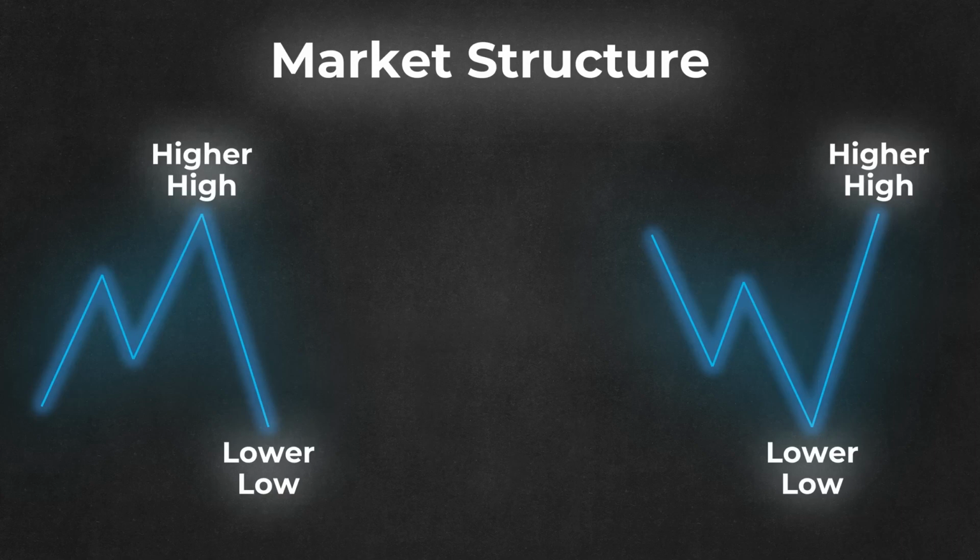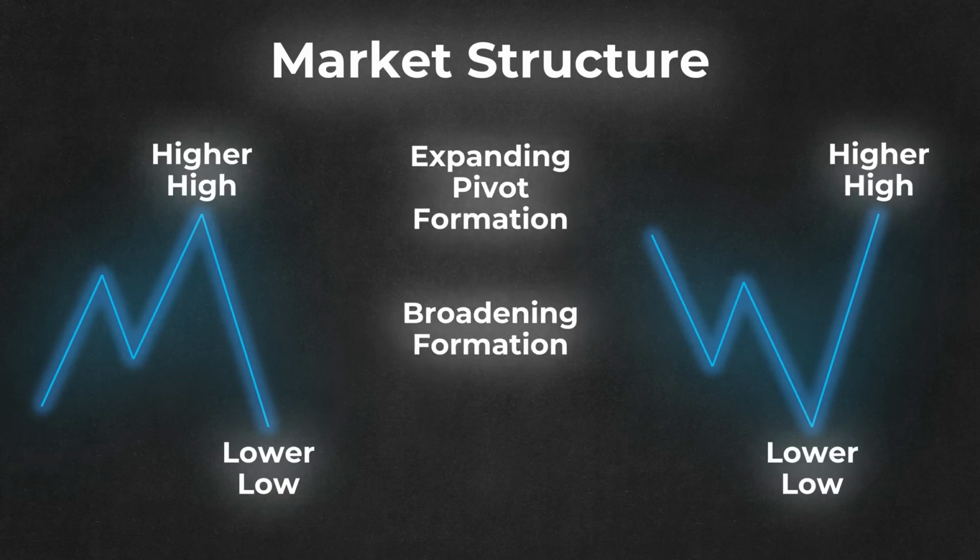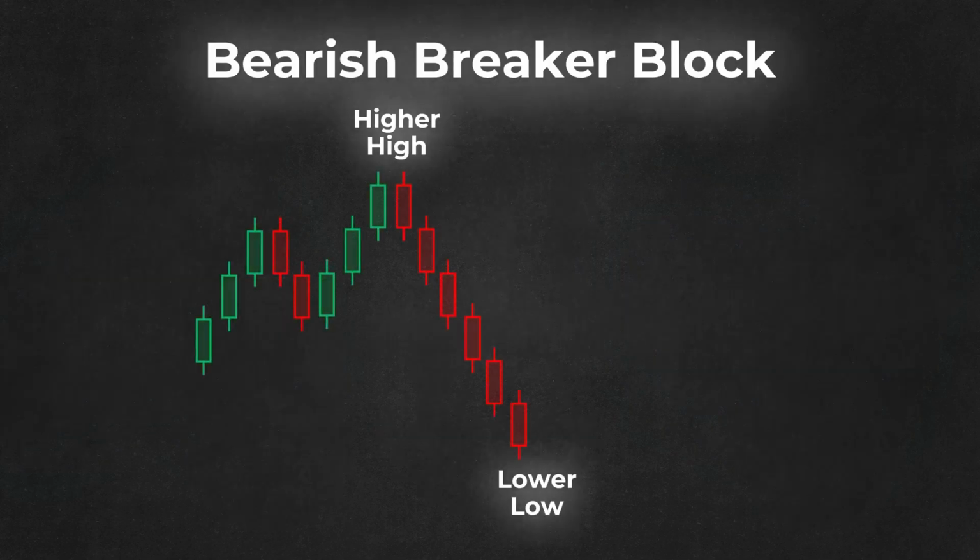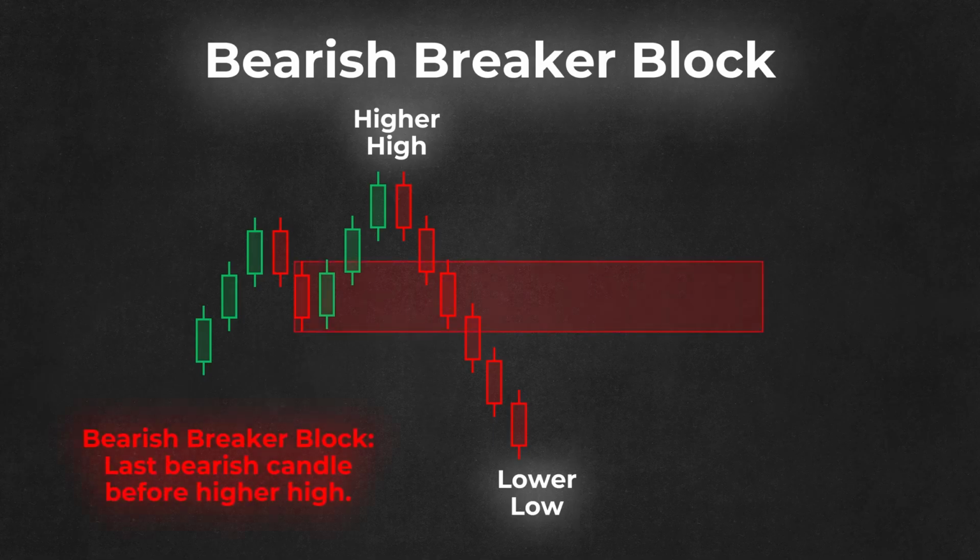For example, an expanded pivot formation, a broadening formation, and if I'm not mistaken, Wells Wilder called this pattern a non-failure swing in one of his books published in 1978 called New Concepts in Technical Trading Systems. So market structure shift is just another name to describe this expanding pattern. The breaker block is identified by a specific candlestick in one of these price movements. In a bearish breaker block, we'll observe a higher high followed by a lower low. The breaker block itself is the last bearish candle before price creates the higher high. The theory here is that price will retrace back to this area before making a significant movement to the downside.